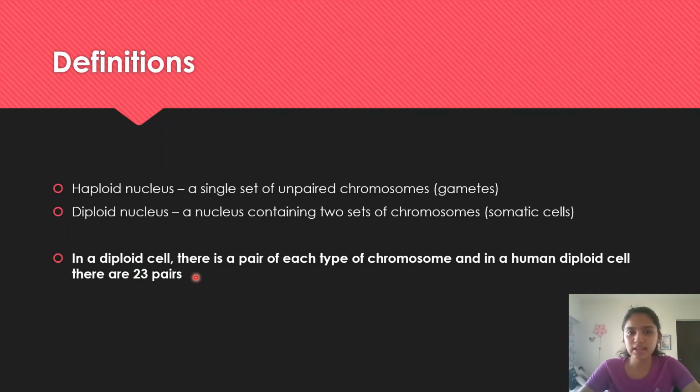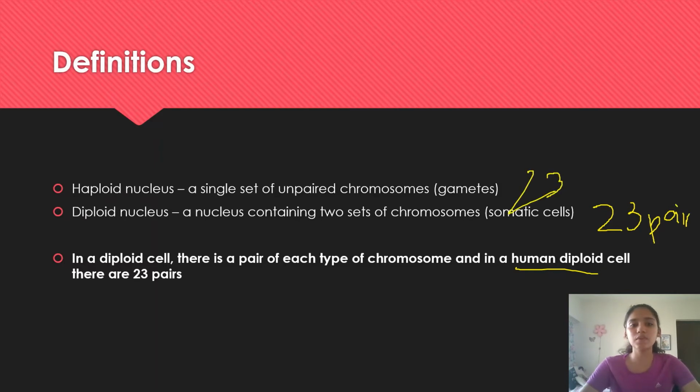In a diploid cell, there is a pair of each type of chromosome, and in a human diploid cell, there are 23 pairs. So we're only going to focus on humans now. A human diploid cell has 23 pairs of chromosomes. So a haploid cell will have how many chromosomes? 23 pairs, sorry. A haploid cell will simply have 23 pairs divided by 2, which is 23 chromosomes.